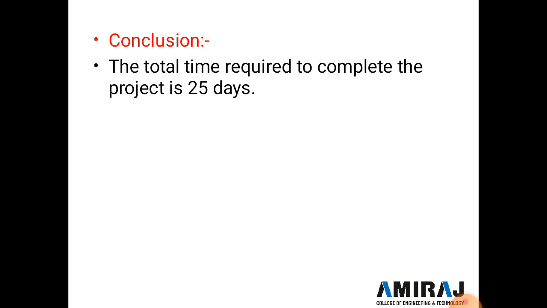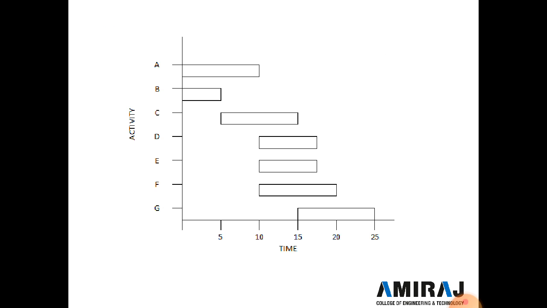And the conclusion is that the total time required to complete the project is 25 days. Clear? So how do we get the 25 days? After completion of activity G, here the work is completed. Clear? So this activity G is at 25 days, and the work is completed. So the total time duration for the completion of all the activities of the project is 25 days, because it's the end of the project work.